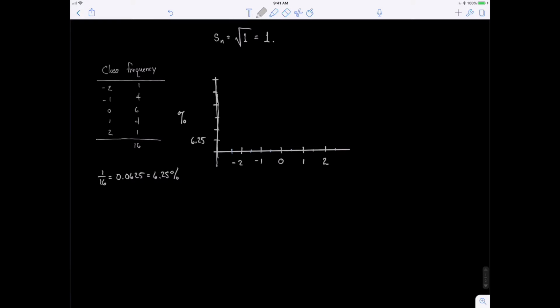So then the next one is going to be 12.5% of the data. So we'll go 12.5, and then 3/16 is going to be 18.75%, and 25%, 31.25%, and finally our last one is going to be 37.50%. So here we go. We're going to then make our histogram.